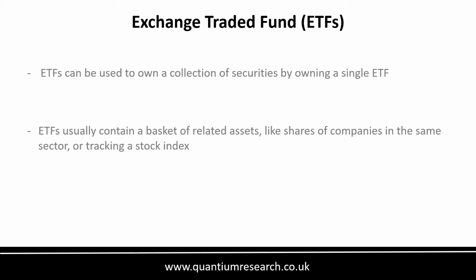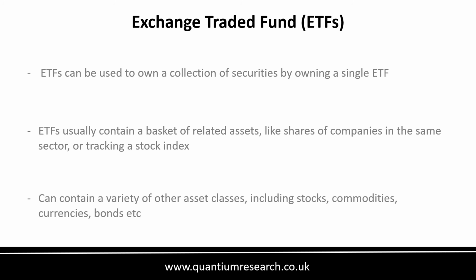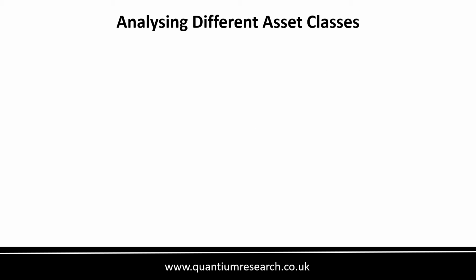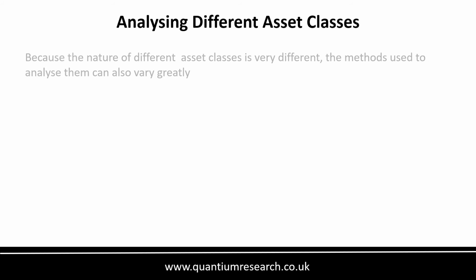ETFs, though, are not only expressed through indexes, right? There are different types. There are lots of different ETFs with baskets of assets based on various criteria. So they can contain a variety of other asset classes, including stocks, commodities, currencies, bonds, and many others. And because of the nature of different asset classes being very different, the methods used to analyze them can also vary greatly. The extent to which the asset class matters depends on the type of analysis.